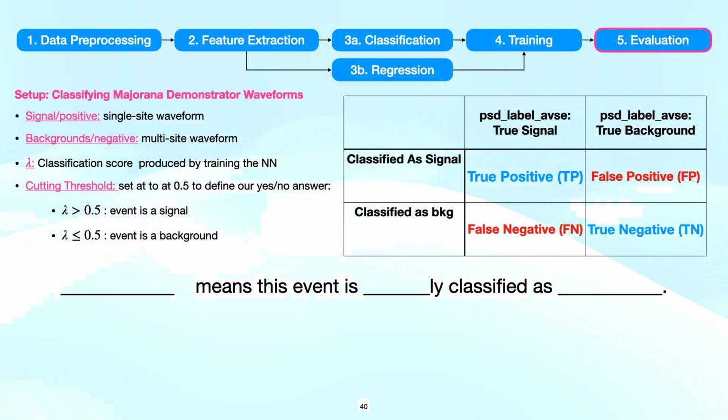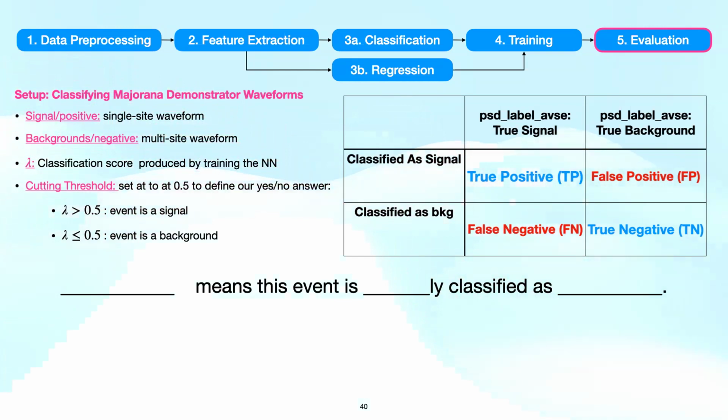So this is classified as signal. That means your neural network output is larger than 0.5, and classified as background means your neural network output is smaller than 0.5. And on the column, I have my true signal versus true background. So that's what my PSD label, like what comes with the data, tells me: is this an actual signal or is this actual background?